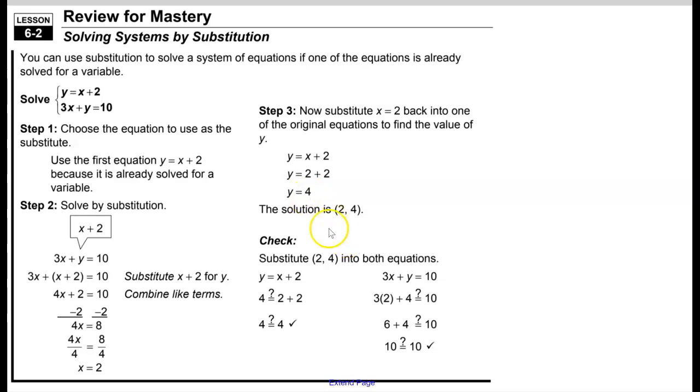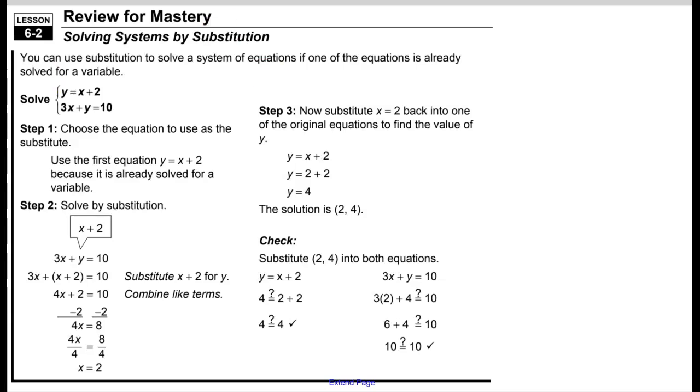Now we know the solution is (2, 4). What they have here is an example of how you can check it, and I showed you that in the previous video too. You take the 2 and the 4 and plug those numbers in to see if they come out equal. You plug them into both equations, and you see you get 4 is equal to 4 and 10 is equal to 10, which means they are solutions to those equations.